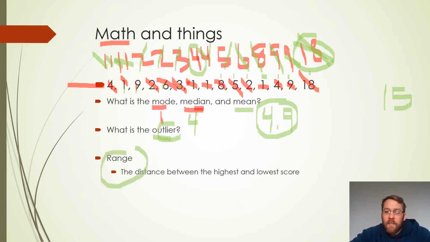The range is the distance between the highest and the lowest score, so it's simple subtraction. 18 minus 1 is 17. So 17 is the range between the high score and the low score. So our data traverses 17 spots.